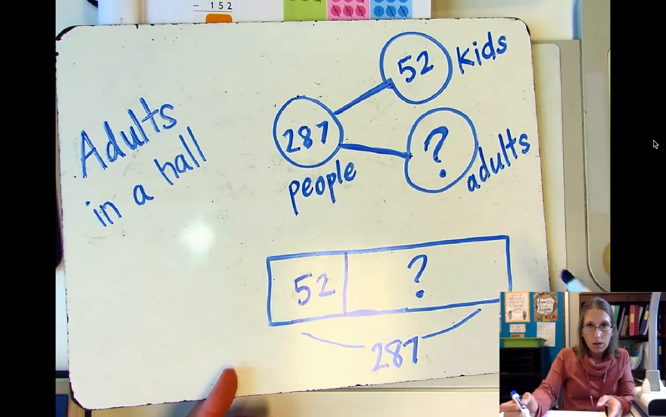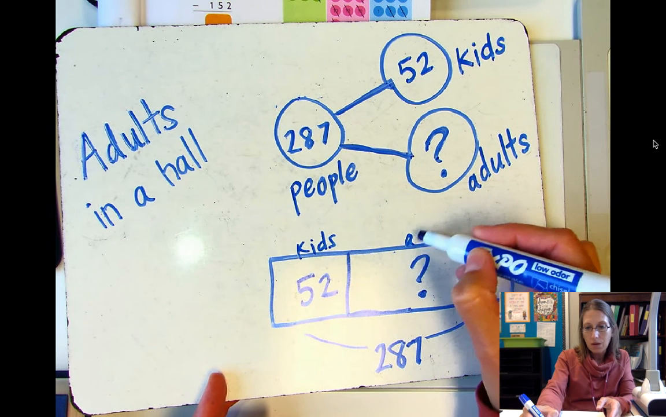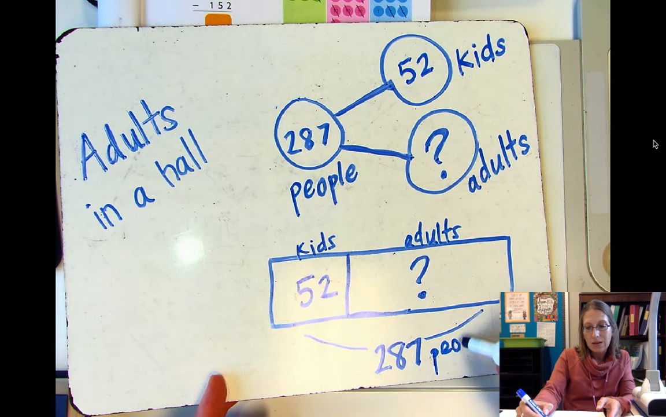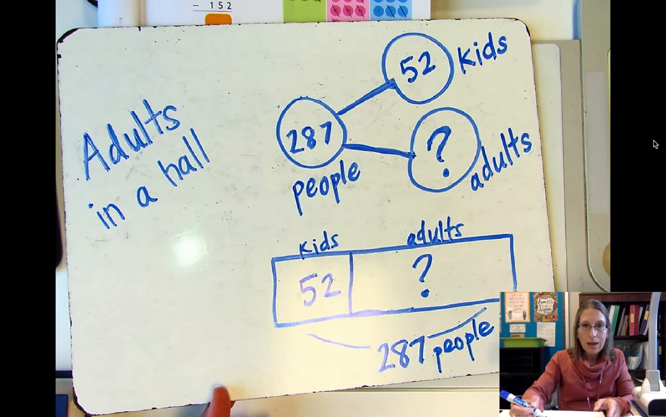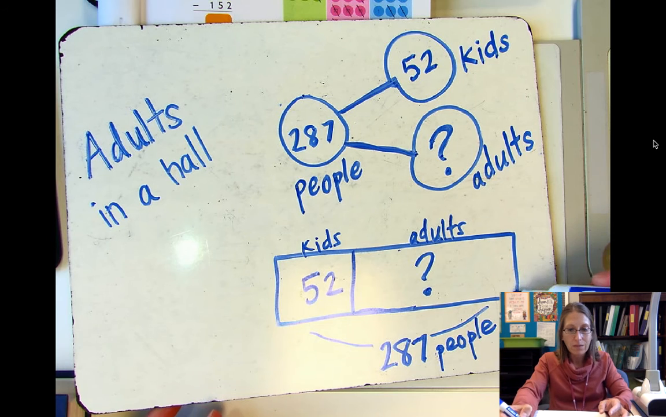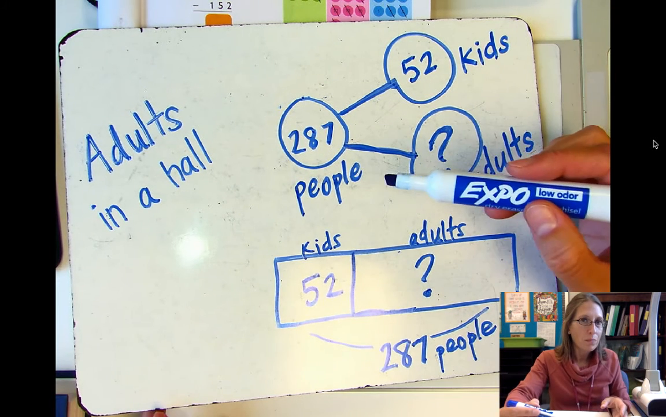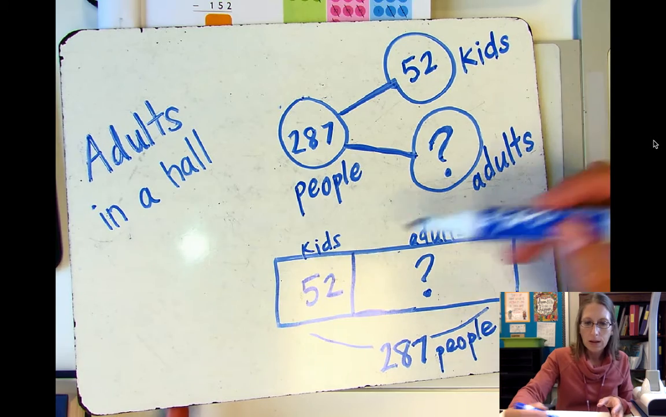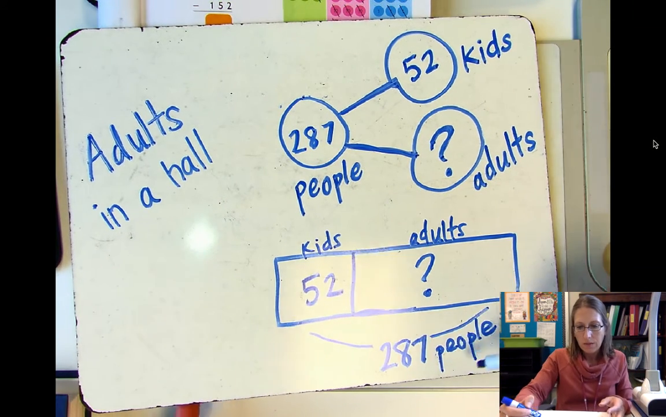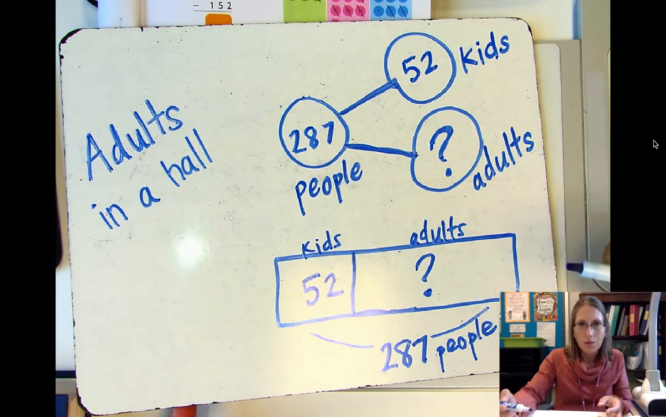And then down here, I could do the same thing. So I know there's 52 kids. I don't know how many adults there are yet. And I know there's 287 people altogether. Now, if we label our number bond or our unit bar, it's also another chance for us to check to see if we have any mistakes. Because usually if we're labeling something and we're looking again at the problem, it's easier for us to see like, oh, wait a second, there weren't 52 adults, there were 52 kids. Or there weren't 287 adults, there's 287 people. And I'm trying to find the number of adults.